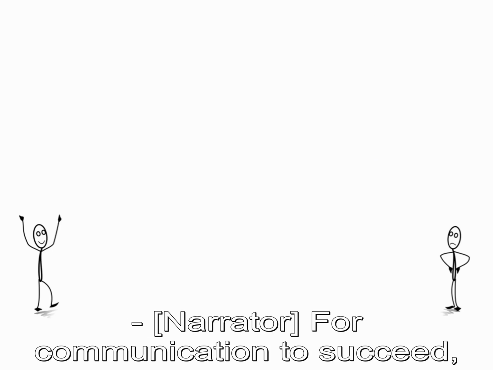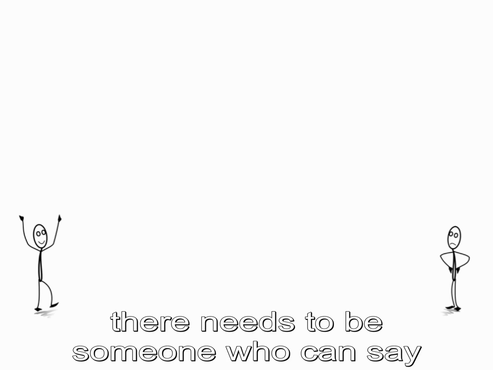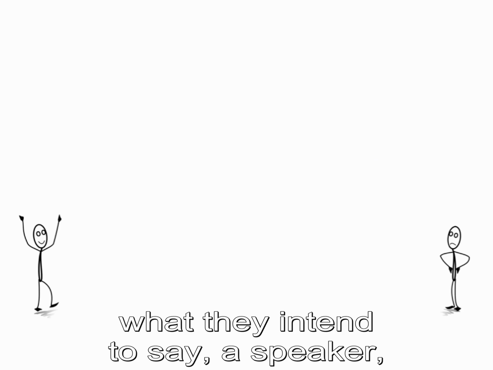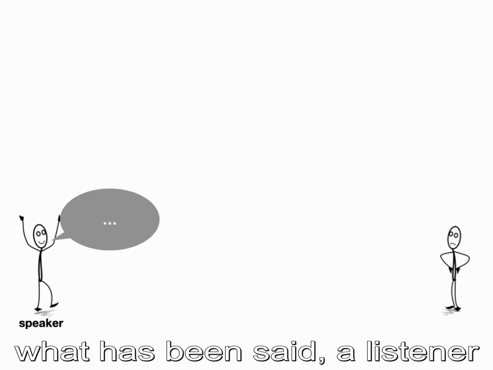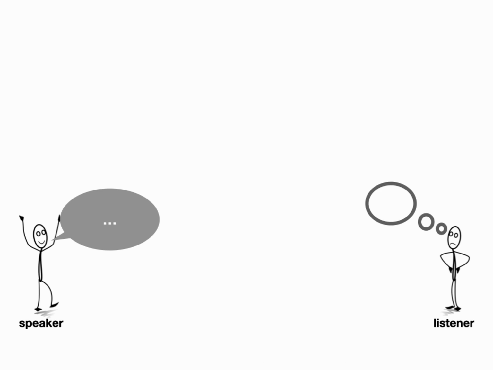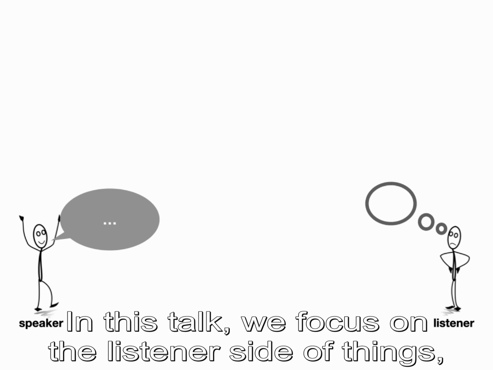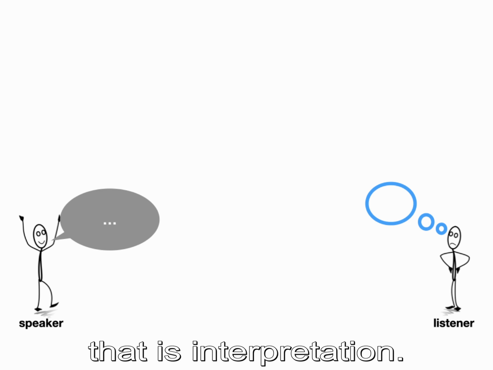For communication to succeed, there needs to be someone who can say what they intend to say, a speaker, and someone who needs to understand what has been said, a listener. In this talk, we focus on the listener side of things, that is, interpretation.